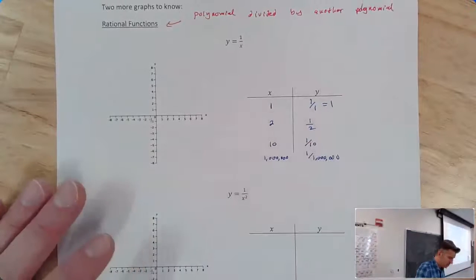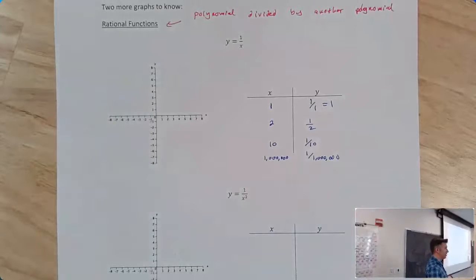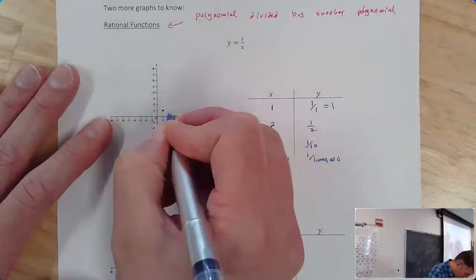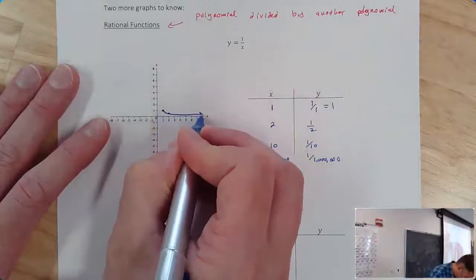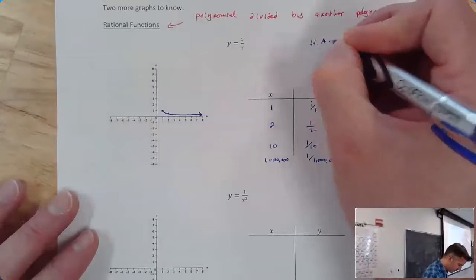The thing we actually care most about with this function isn't so much that it's a rational function. It's that if x gets very, very large, the y values get extremely close to 0. They never actually get to 0. You can't actually make this function equal 0, but it's going to get super close to 0. So we start at the point 1, 1, and then the point 2, 1/2. This graph just gets very small very fast, and it has a horizontal asymptote at y equals 0.